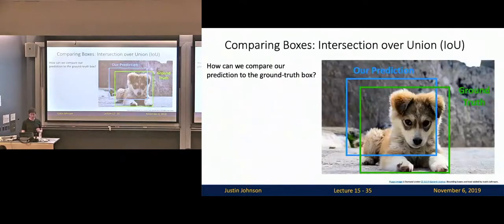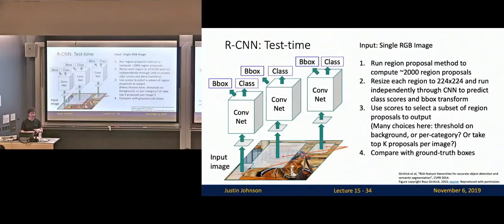Okay, but now, once we have our net, oh yeah, another question? Can you tweak these parameters while training, or are these fixed while testing, or fixed while training? Which parameters? K proposals.